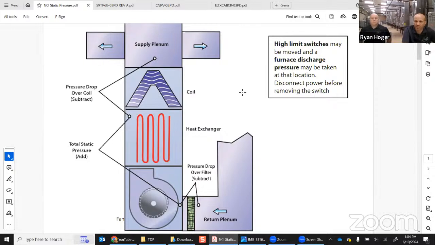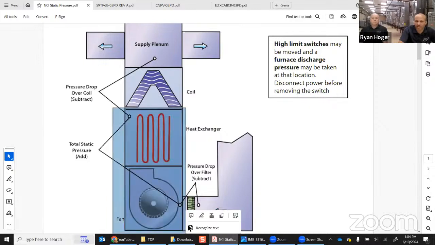External static pressure means external to the specific piece of equipment in question. In our discussion right now, that would be a furnace. So this is our furnace right here. Everything that's not part of that furnace is external. So the coil, external, somebody else's problem. Ductwork, somebody else's problem. Filter, somebody else's problem.